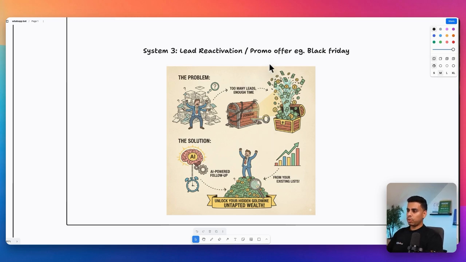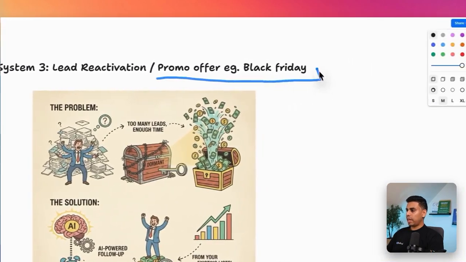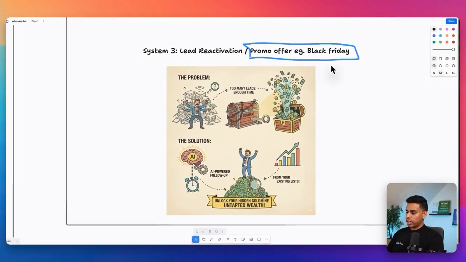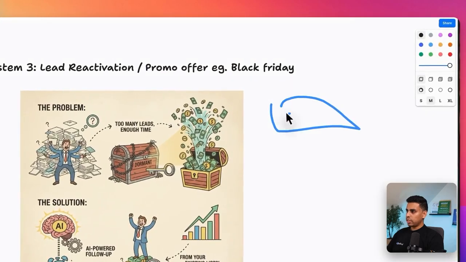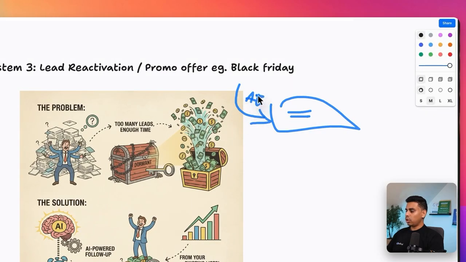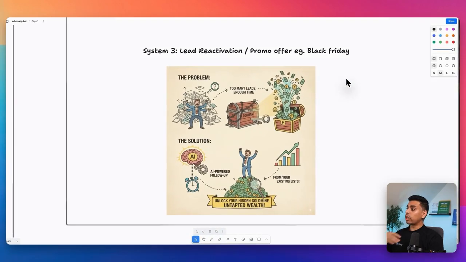And the same thing, people were creative in my community, and they were running things like promo offers, like let's say Black Friday, there's a new product. You take a list of customers, right? And then you just use AI to text them or call them about these promo offers, and you get a lot more bang for your buck. So you can keep running these, all right? So let me show you how to build a system for that.